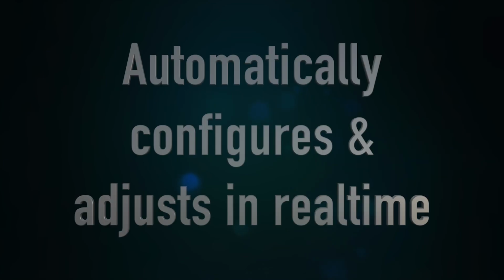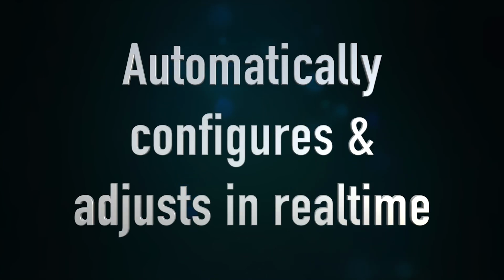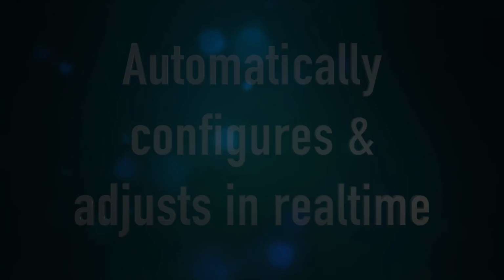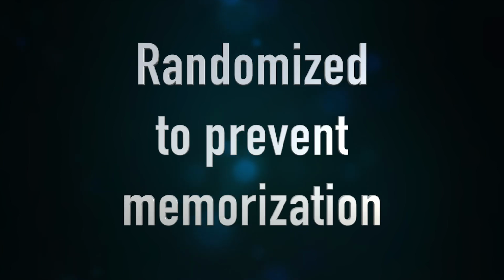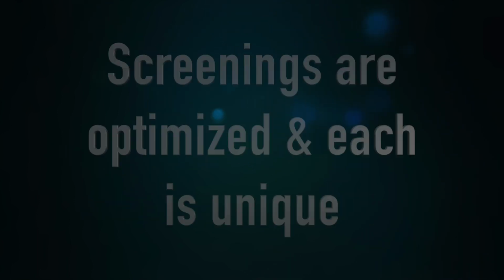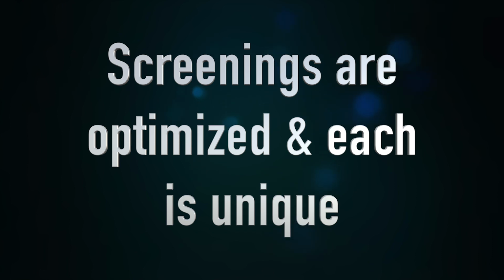EyeSpy 2020 automatically configures each test based on the student's age and adjusts itself in real time based on responses from the student. Every screening is randomized to eliminate memorization, and certain elements of the screening process may or may not be performed. In other words, the system intelligently optimizes the screening process, and you may notice that some screenings appear different than others.